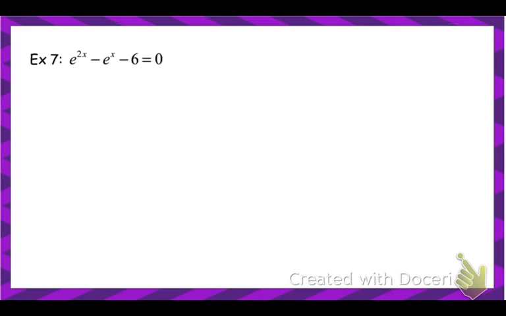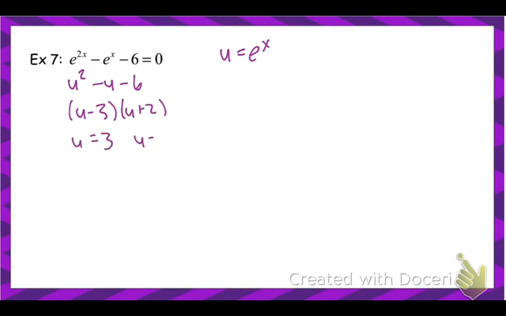So I'm going to let U take the place of e to the x. If I did that, then instead of being e to the 2x, this would become u squared minus u minus 6. And for a lot of people, that is just easier to see how to factor than the original problem was. So this would factor into u minus 3 and u plus 2. So I would get that u equals 3 and u equals negative 2.